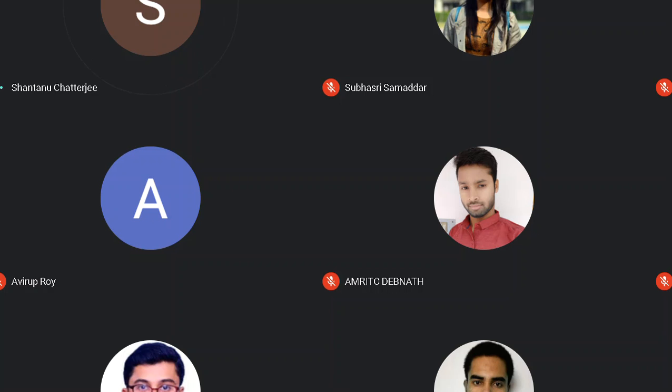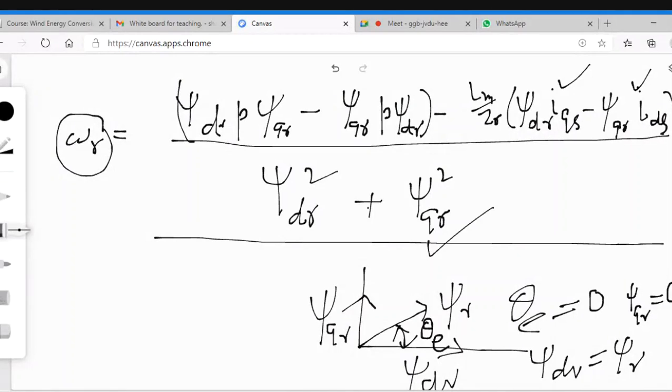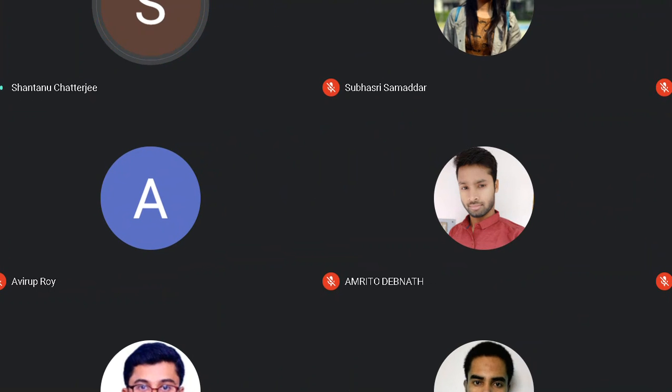See, in the expression of omega r, you have phi dr square. Phi dr is phi dr into phi dr, and phi QR is phi QR into phi QR. The whole thing will be plus, and the whole thing will be divided. Here also the same thing happens in this block diagram I am saying.